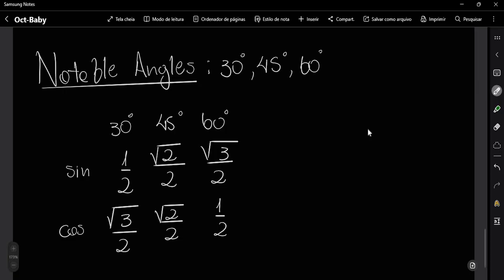And actually, this list goes on. We still get as notable angles 90, 180, 270, and 360.